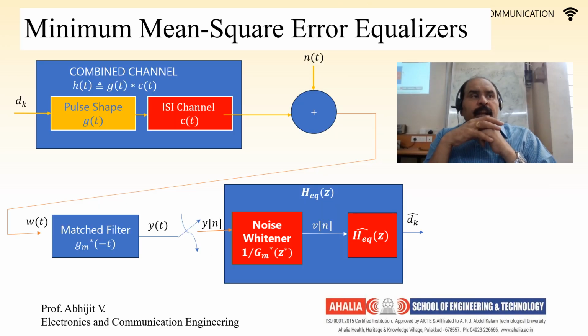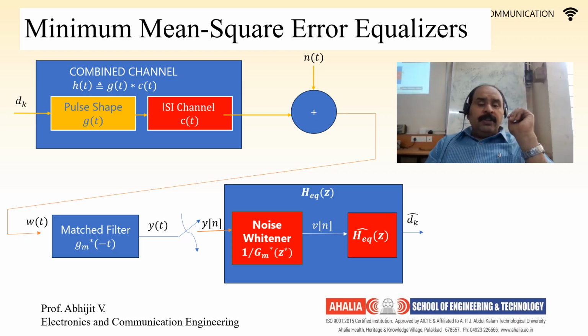So this is a block diagram of an MMSE equalizer. Here the rest of the things seem to be very similar to what we have done in the previous block diagram. That block diagram is not specifically for zero forcing, but for all kinds of linear equalizers. This one is a specific block diagram for the minimum mean square error equalizer.